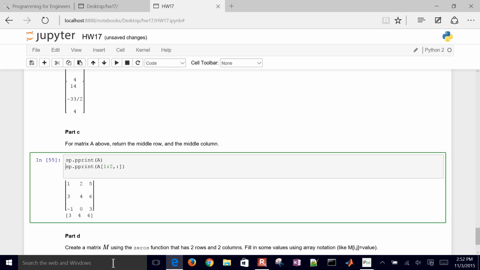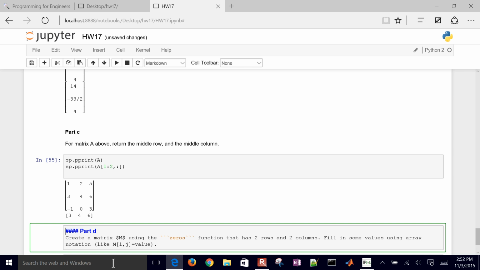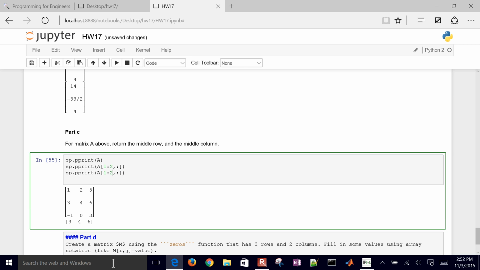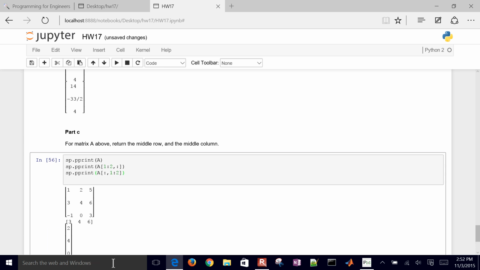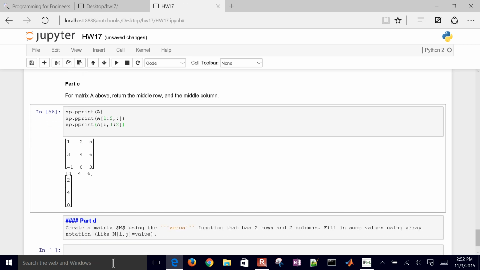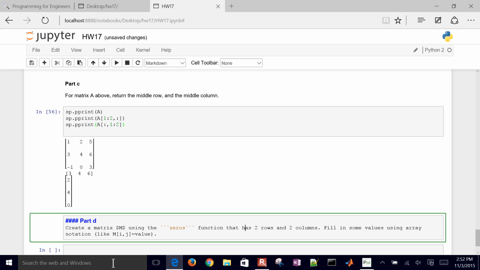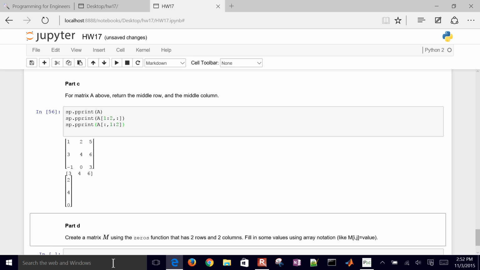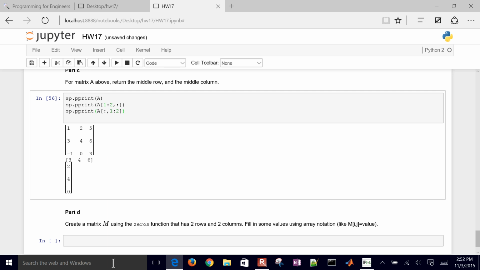Now let's just go ahead and get the middle column. So I'm going to copy that, and let's put all of the rows with just 1 to 2 on the column. So it doesn't include the last one, it'll just be the middle one. And so then I have 2, 4, and 0. Okay, so I've got those. I've sliced those. Just took slices of them.